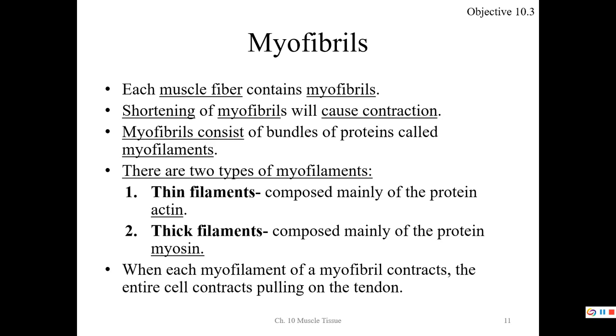Myosin is thick, actin is thin, and together these are called myofilaments. These myofilaments are going to shorten. Now, when the myofilaments of a myofibril contract, we pull the muscle cell, and the muscle cell pulls on the tendon. Do this with enough muscle cells, and you'll make a movement.